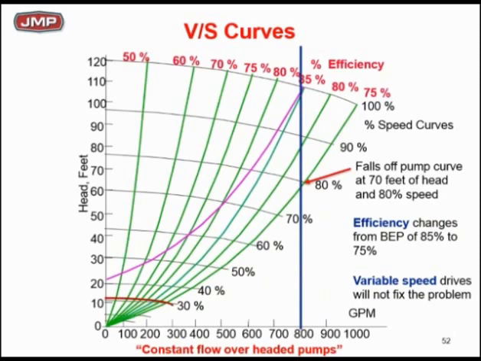You have to go throttle the pump discharge valve. Add some head to it above 70 feet and get it back up on the pump curve. If you added 40 feet to it, you get it back to BEP. But what does the energy code tell you to do? You're not supposed to be throttling.